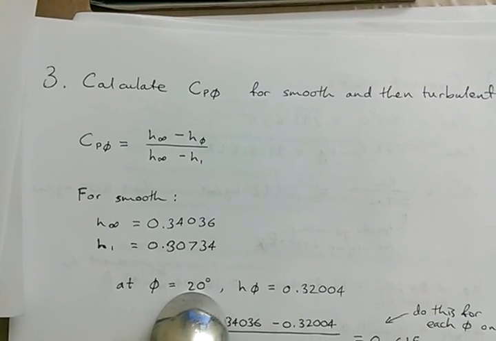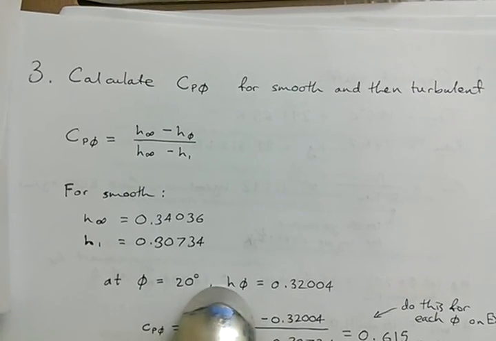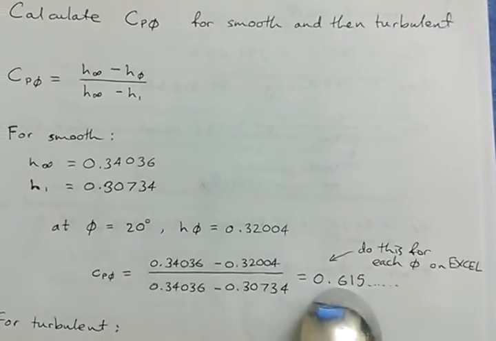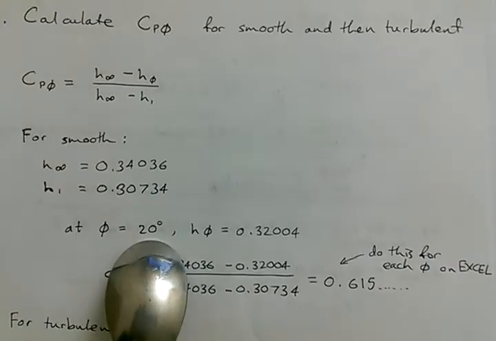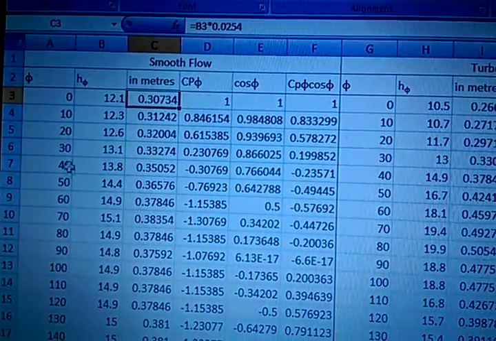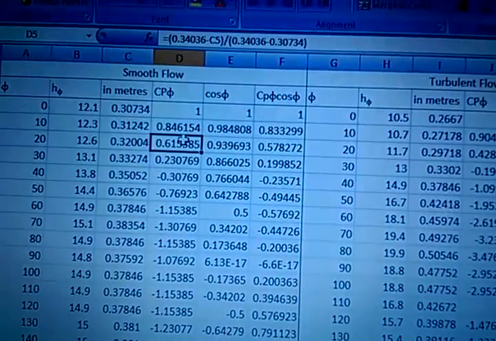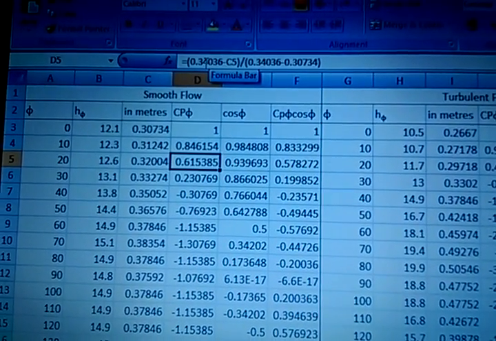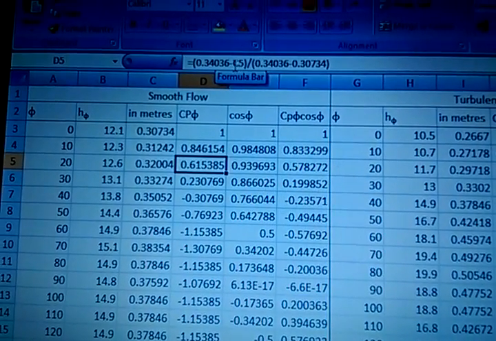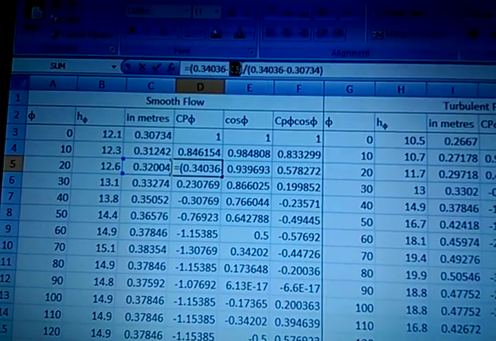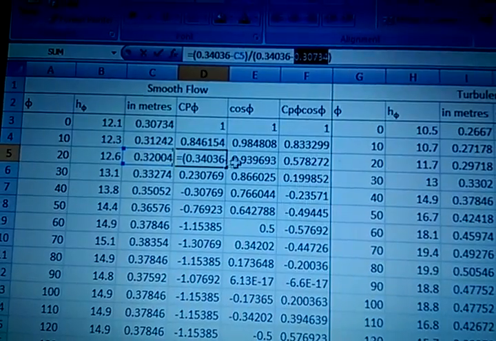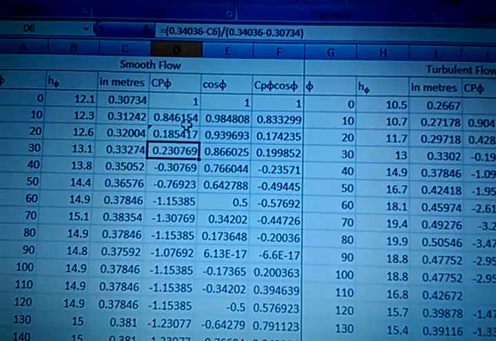So just taking theta equals 20 as an example, my H at theta equals 20 was this. You put that into there, and I got this as my pressure coefficient at that point. And you have to do this for each point. So for each of these points on Excel, I used a formula, that formula basically, the one that they gave us. H infinity, that's H infinity as well, minus H theta. And this thing right there, that is H1. So do that, then drag it down, and you get everything. You get all of these.